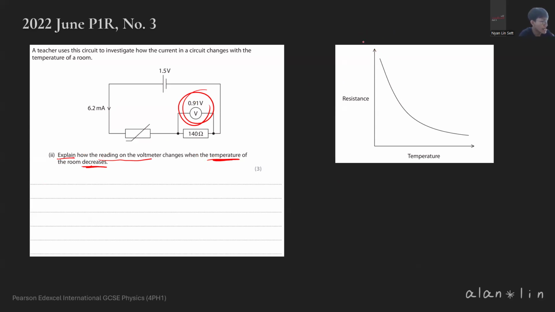So we're looking at the scenario where the temperature is going to drop. So when the temperature drops, the resistance of the thermistor is going to increase. So I'm going to say RT up. Okay, how does this impact the total resistance of the circuit? Well, the total resistance, I'm going to call this R sum, is equal to the resistance across the thermistor plus the resistance of the 140 ohm resistor. So this is going to be constant, but this guy has increased, and therefore the total resistance has to also increase.